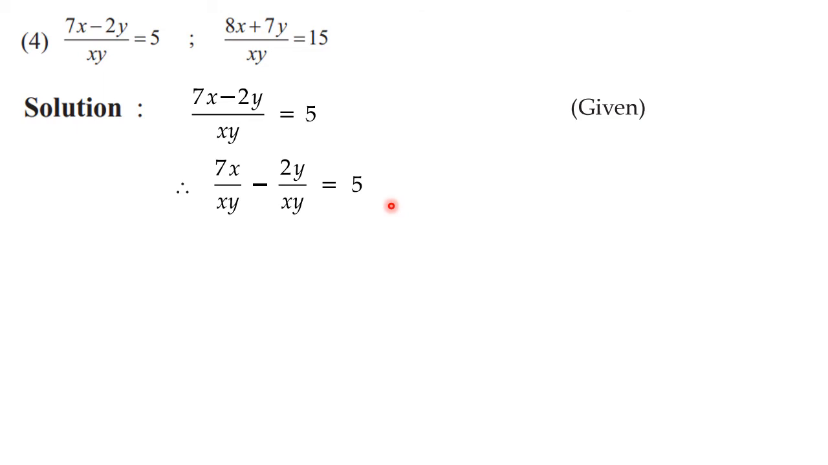Got it? You have to recall your previous knowledge that when we add or subtract two fractions, their denominators are equal. So here in this case, what we can say here is this xy is denominator of both the terms. That is why we are separating it. Okay. So what we got, 7x upon xy minus 2y upon xy is equal to 5. Now what you will find here is x and x is getting cancelled. And here y and y is getting cancelled. Okay, so we are going to get the new equation as 7 upon y minus 2 upon x is equal to 5.